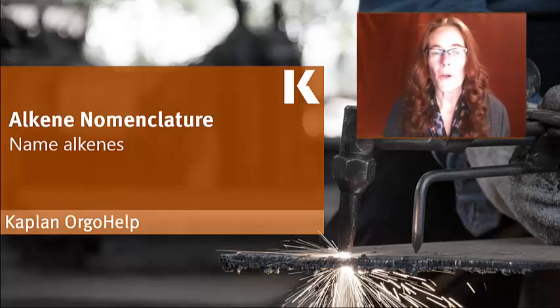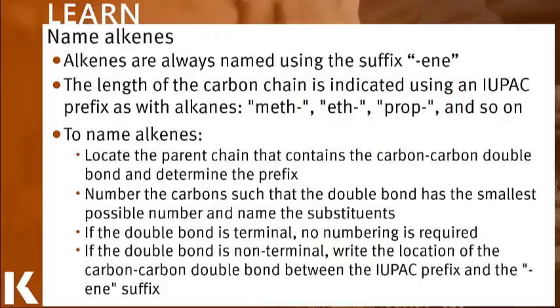In this video, we're going to discuss how to name alkenes. Alkenes are carbon chains that contain one or more double bonds. To distinguish this from an alkane, we are going to use the suffix -ene. Just as with alkanes, we're going to use IUPAC naming to give us the prefix, or the length of the chain. Meth for 1 carbon, eth for 2 carbons, prop for 3 carbons, and so on.